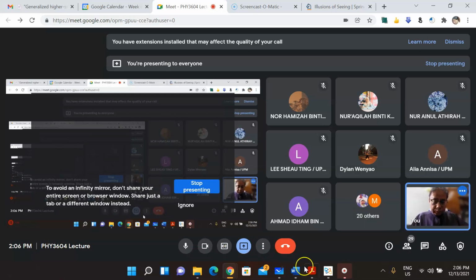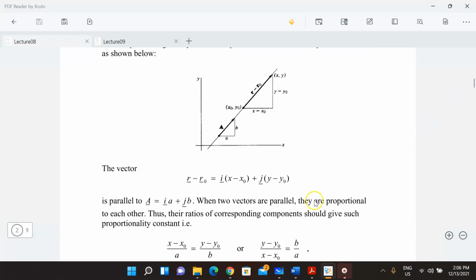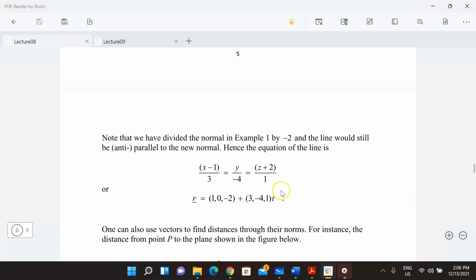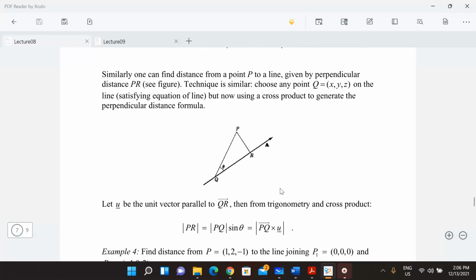Let's move to the lectures. We have not finished lecture 8, so I believe we have gone through all this until somewhere probably here. Here, essentially, the idea is to be able to do analysis of geometry, which involves lines and planes, to be able to do some calculations with that using vectors as tools.